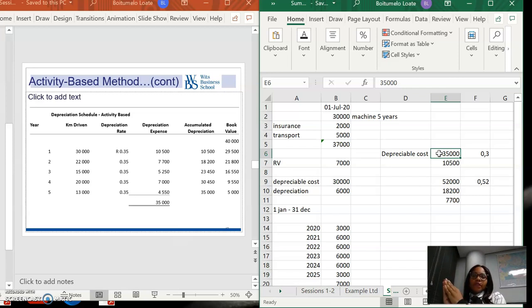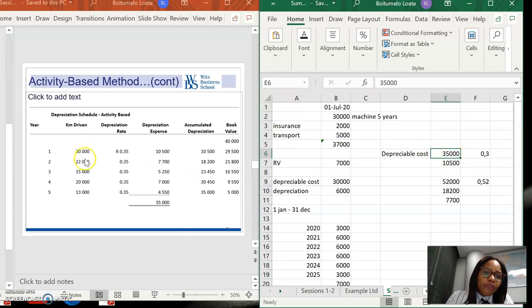This is very different to the declining method, where we didn't take into consideration the residual value up until the end. Remember, for activity and for straight line, we want to subtract that 5,000 residual value upfront. Since your depreciable cost is now 35,000, we'll be working with that 35,000 with each year's activity.